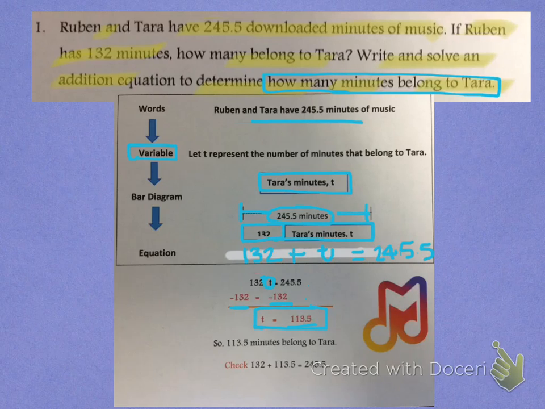We can check this. We can fill in Tara's minutes. So we can say 132 plus 113. Does this equal 245? When we add those two together, yes, it equals 245. So our answer is correct. Check.